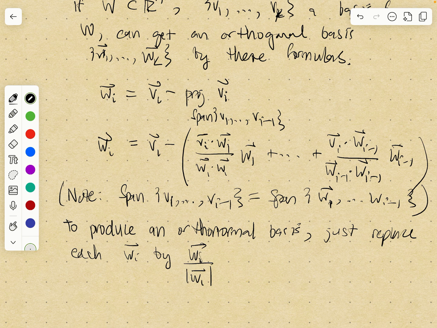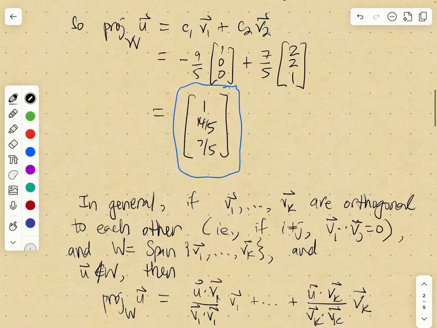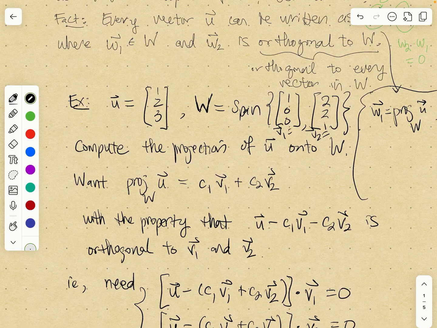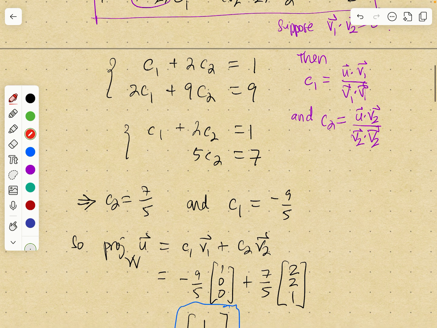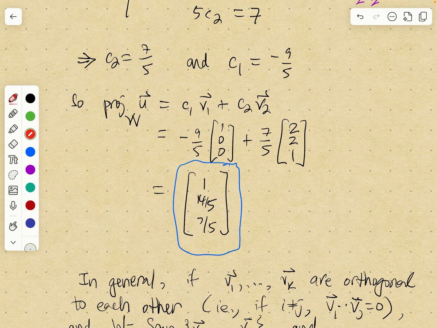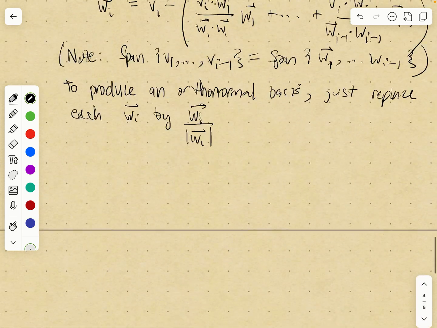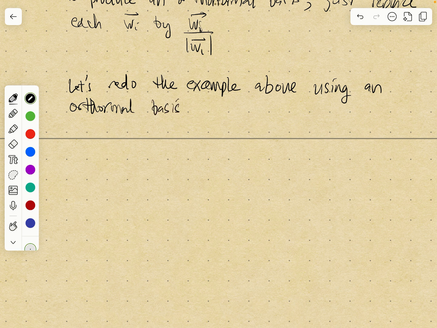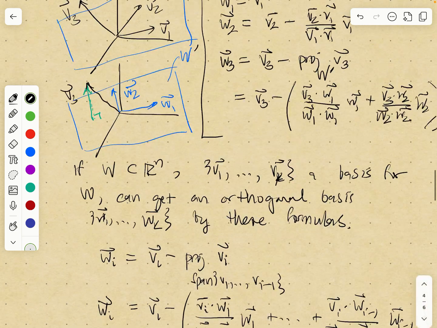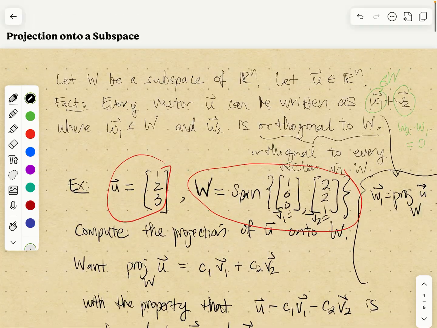So let's go back to the example before, where you had these vectors U, and W is the span of this, and you want to project U onto W. Well, we already found the answer. We found that the answer is going to be that. But we can do the same problem, so let's redo the example above using an orthonormal basis for W. In the previous example, W was the span of 1, 0, 0, and 2, 2, 1.